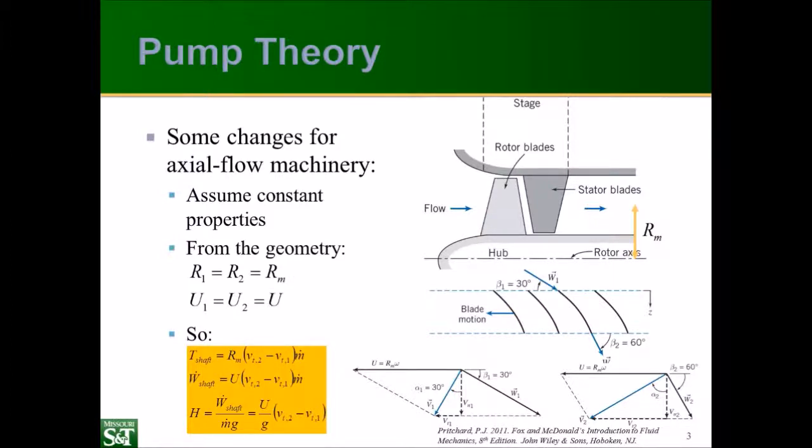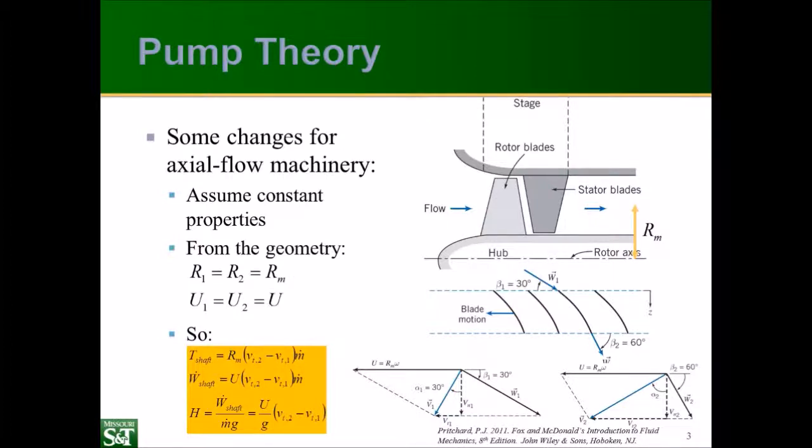So in this case, both radii are equal, which means the runner speed is the same for both the inlet and the outlet. So we can remove the runner speed from inside the parentheses, and now we just need to worry about the difference in the tangential velocities. The process is roughly the same as it is for the centrifugal pump. We need to use the velocity polygons to figure out the tangential component of the velocity.